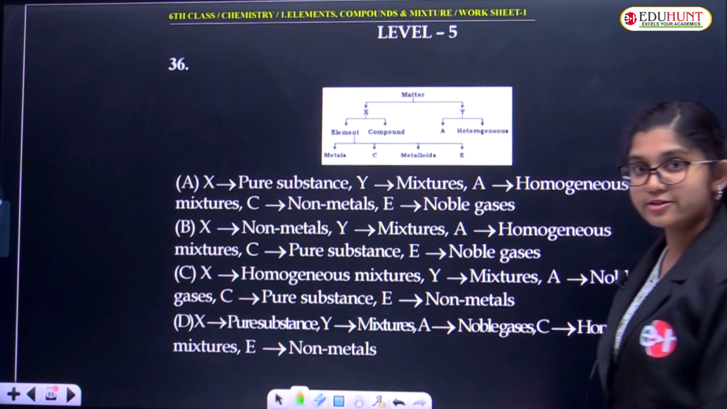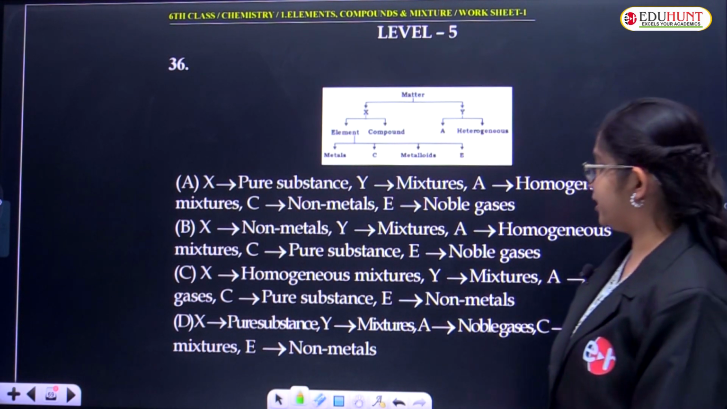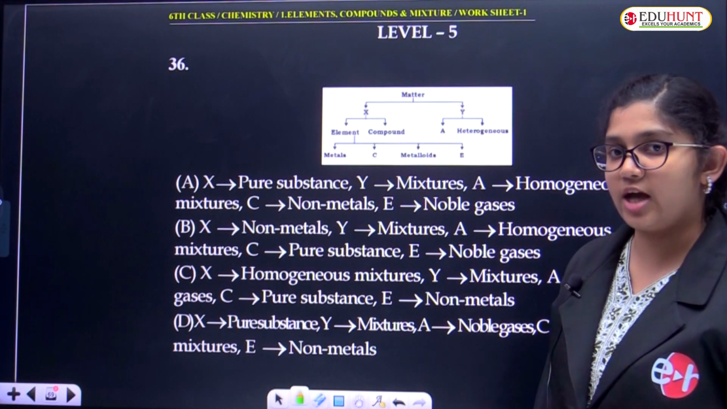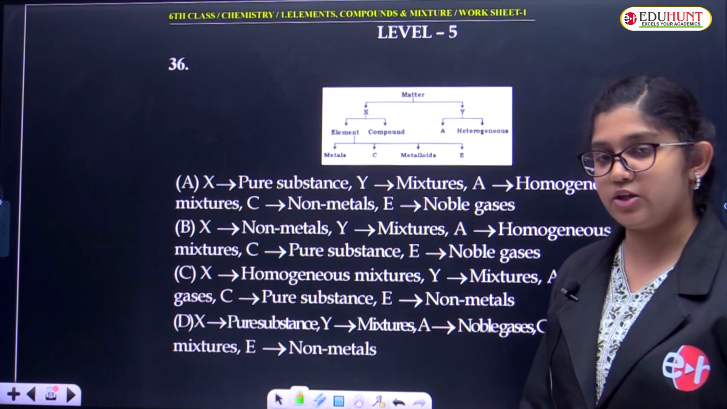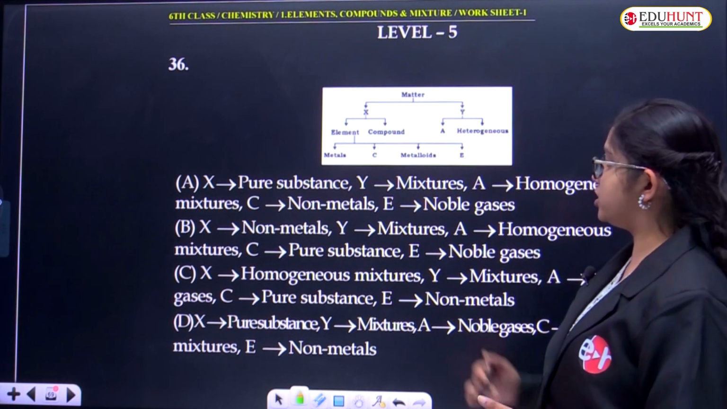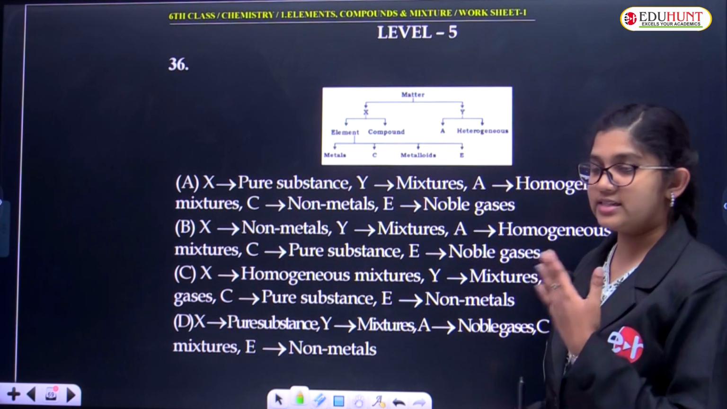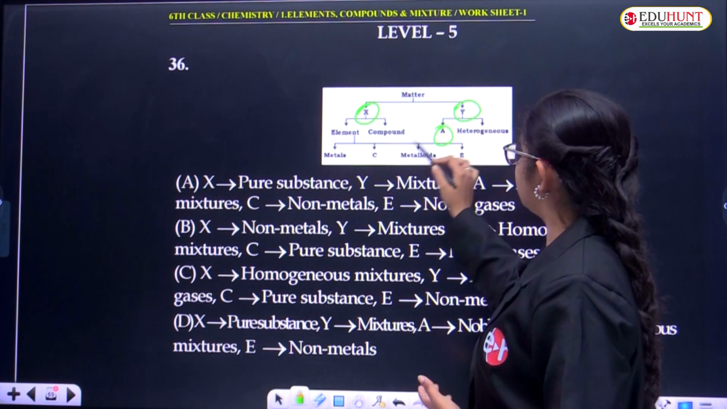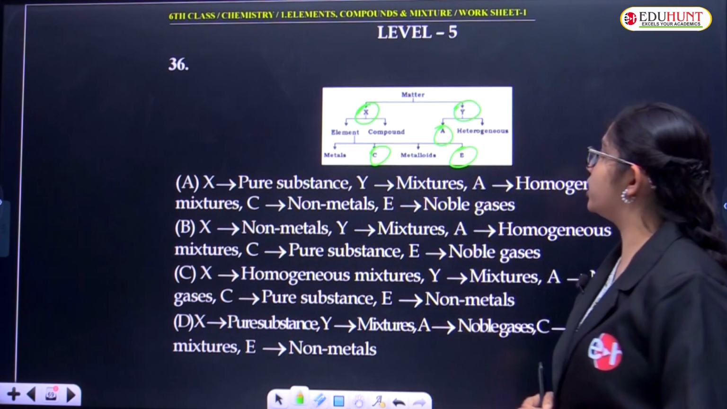Question number 36. Here we go with level 5. Given the particular flow chart of the chapter called elements, compounds and mixtures, they're asking us to find out what is X, what is Y, and what are A, C and E.